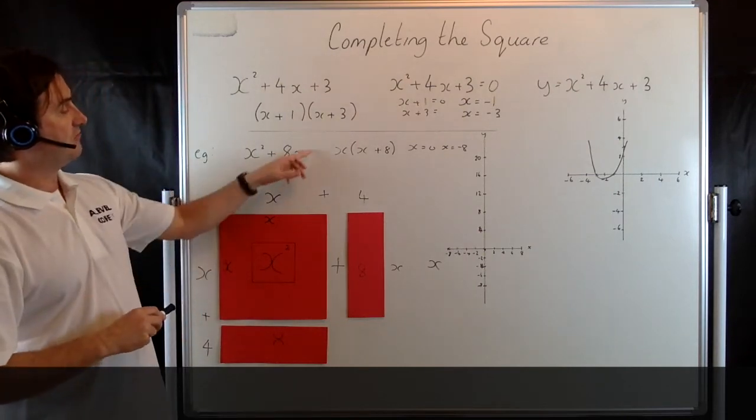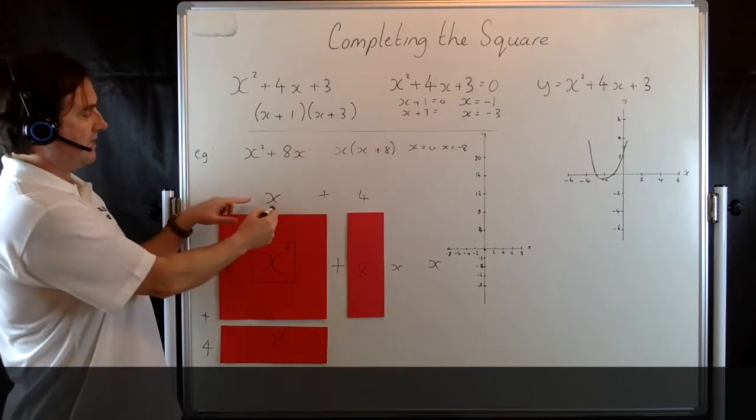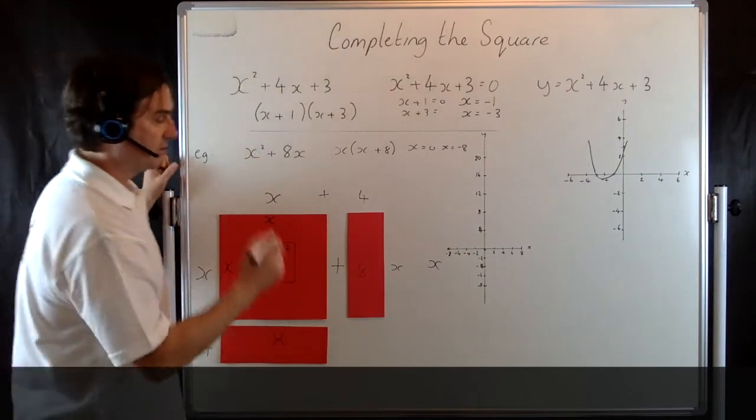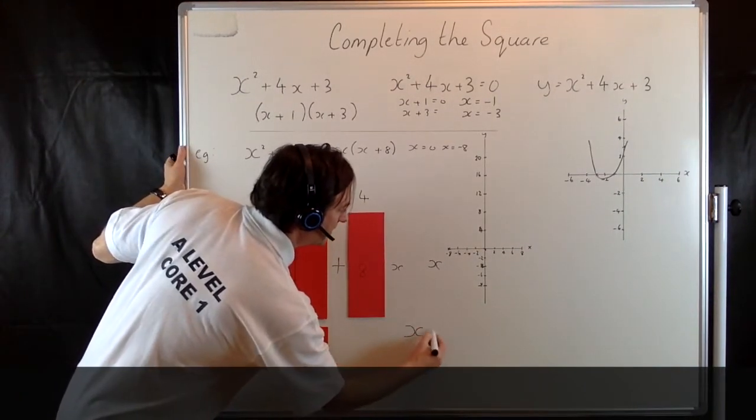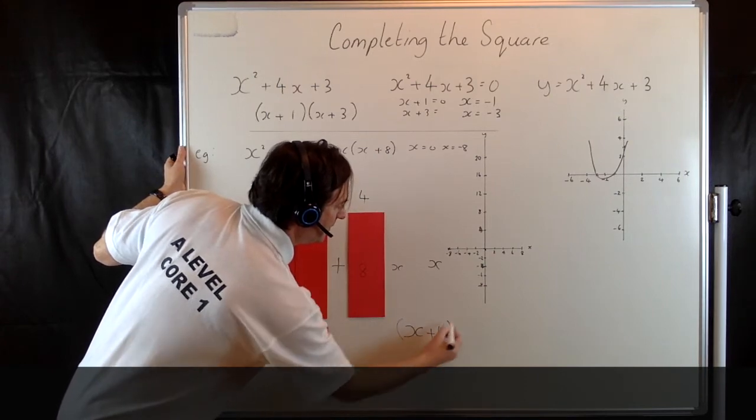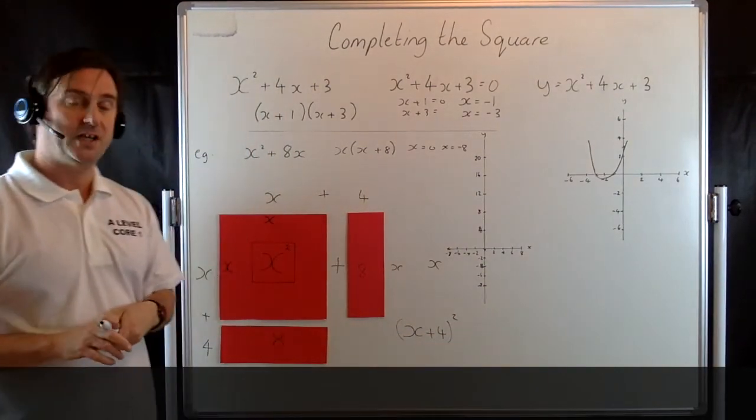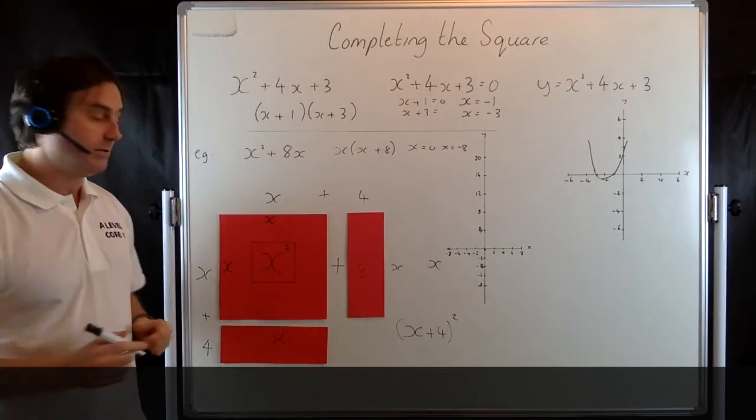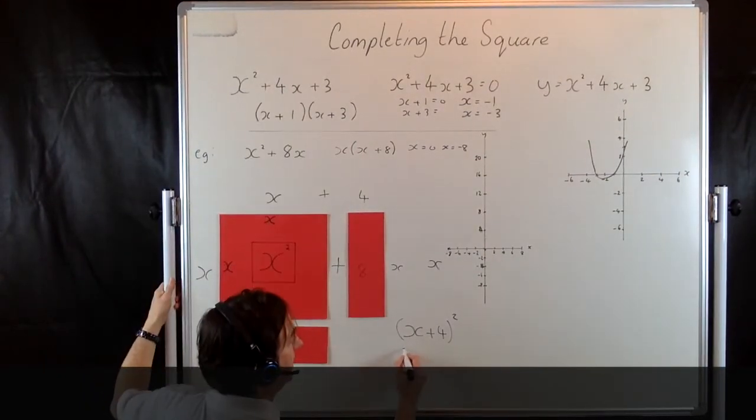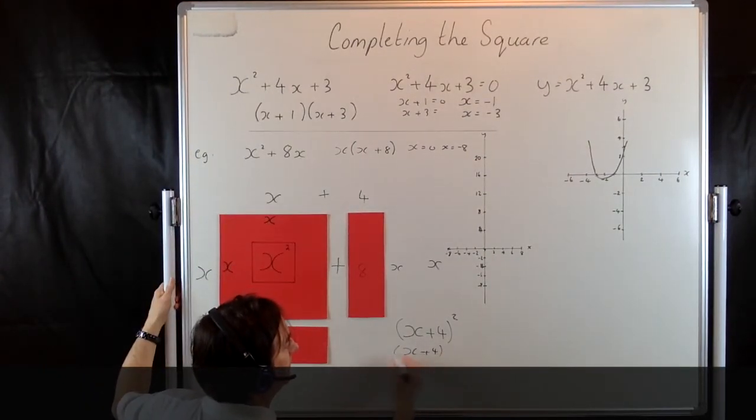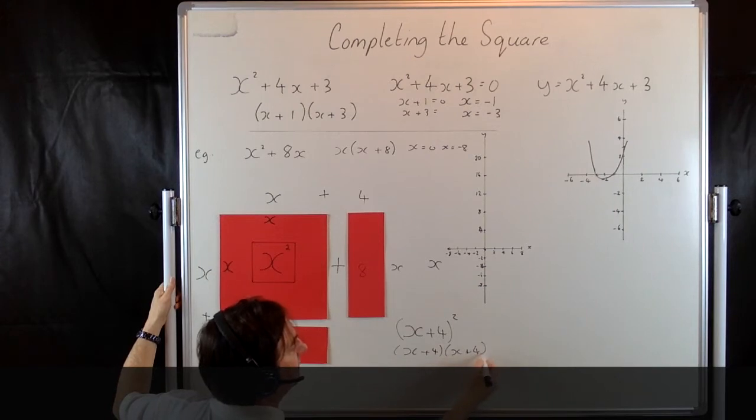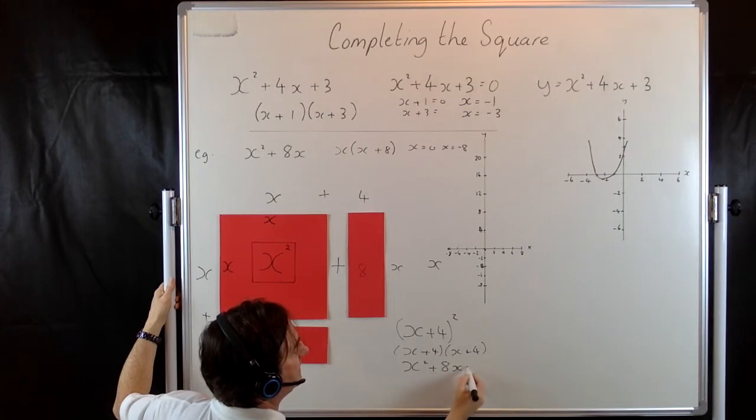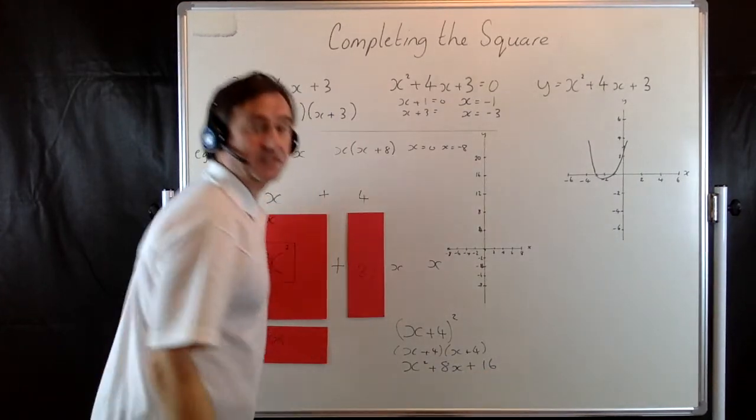And what I'm going to do is try writing my expression now as just x plus 4 times x plus 4. So I'm going to write it as x plus 4 squared. X plus 4 times x plus 4. Now if I multiply that out, let's see what we get. So I'm going to have x plus 4 times x plus 4, which is going to give me x squared plus 8x plus 16.